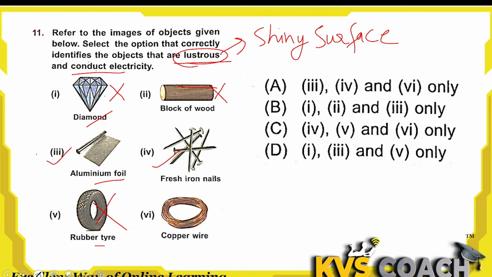Copper wires are lustrous because they are metal, and yes, they are good conductors of electricity, after silver. Okay, so this also fulfills both properties. So only 3, 4 and 6 can fulfill these properties, lustrous and conducts electricity. So 3, 4, 6, where is 3, 4, 6? This A is the right answer here.